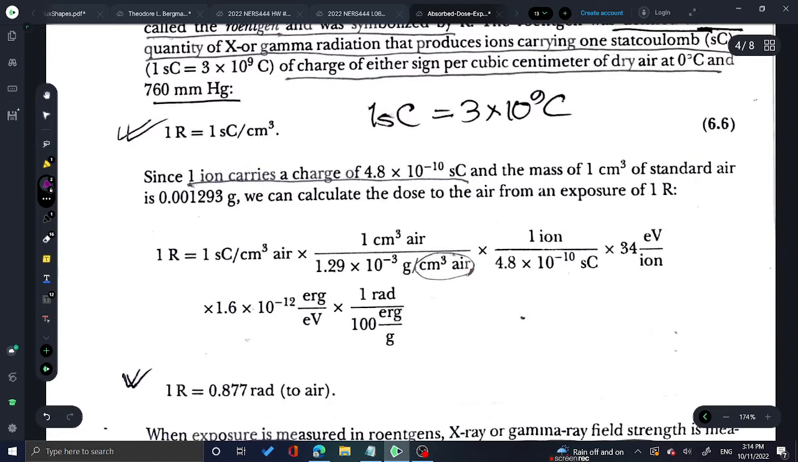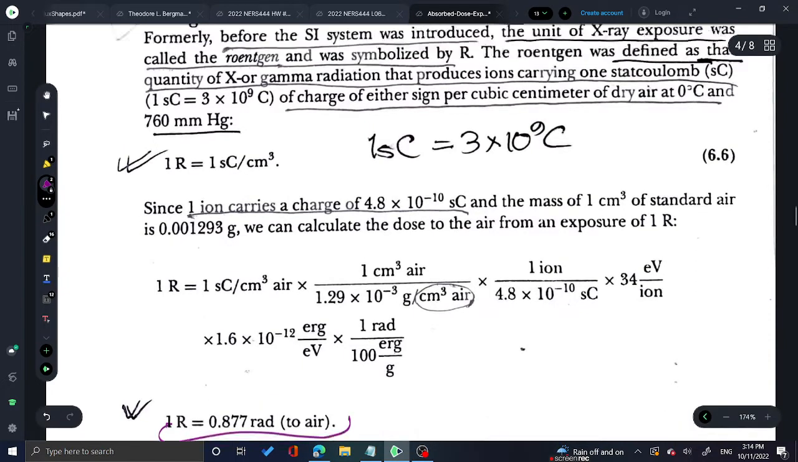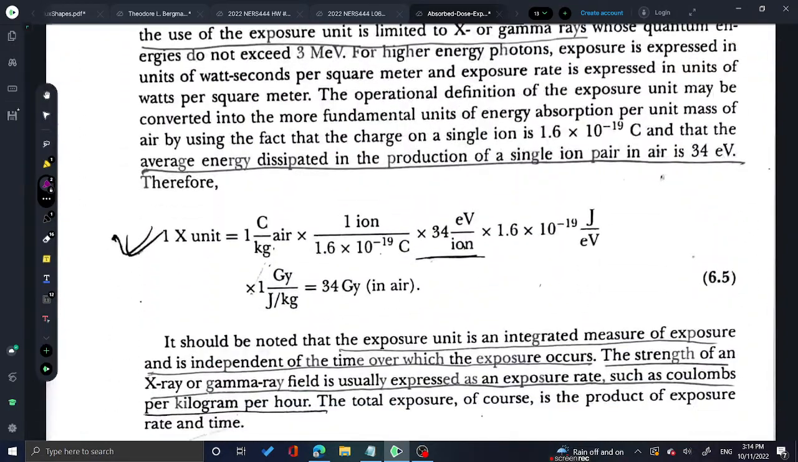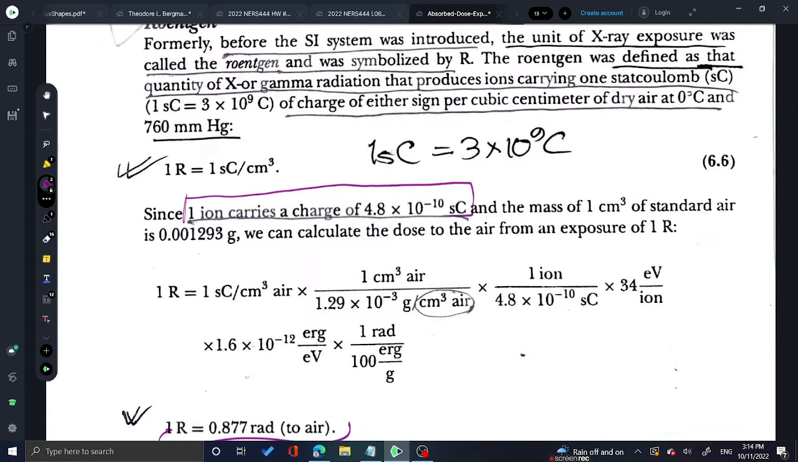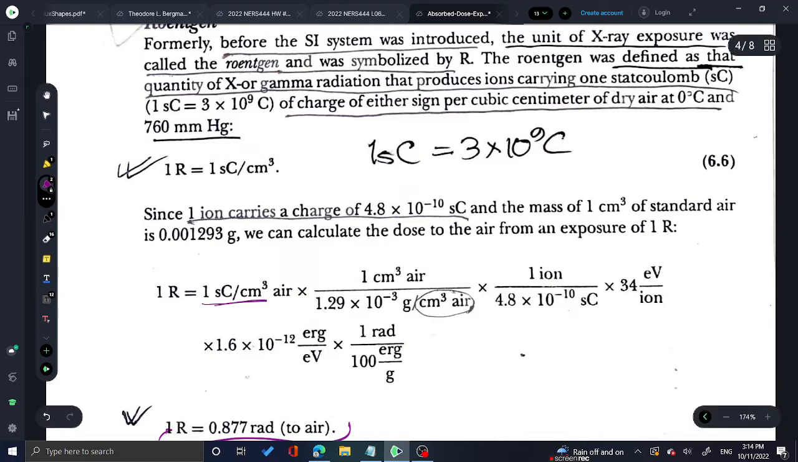Now Roentgen is being correlated to rad here. So in the previous part we had correlated x unit to gray. Now we're trying to correlate Roentgen to rad. So for this we have to know how much charge an ion carries. So here it is given that 1 ion carries a charge of 4.8 times 10 to the power minus 10 stat coulomb. So if you put all the units accordingly, 1 Roentgen is equal to what? 1 stat coulomb per cm cube of air.